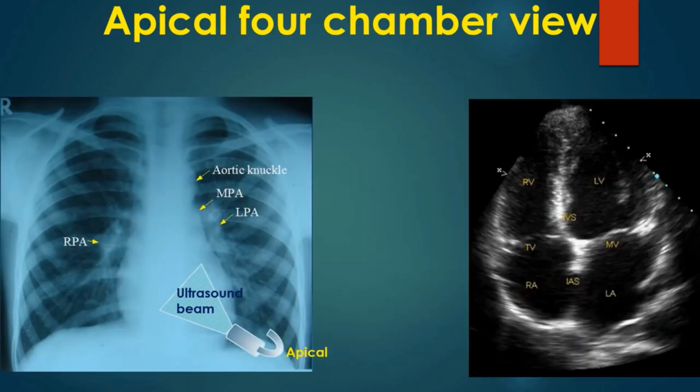Apical views are obtained by keeping the transducer directly over the apex beat. Apical 4-chamber, 2-chamber and 3-chamber views can be obtained by rotating the transducer. Apical 4-chamber view is illustrated here. Apical 4-chamber view shows all 4 cardiac chambers, mitral and tricuspid valves and the septa. But as the echo beam is parallel to the interatrial septum, false echo dropouts can occur in the interatrial septum. Apical 5-chamber view, including the proximal aorta, can be obtained by a slight tilting of the transducer from this view.